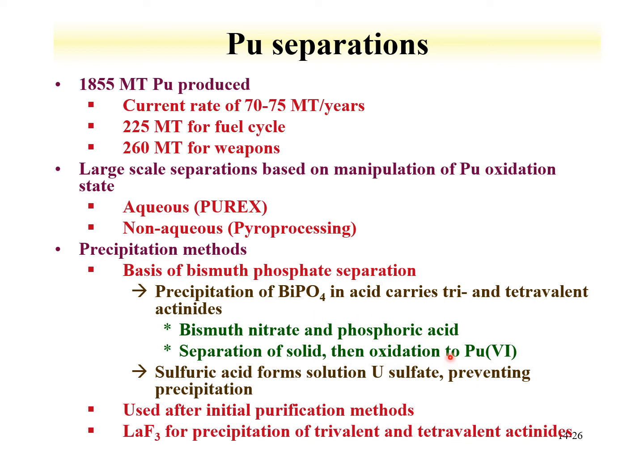If you oxidize this, the plutonium will oxidize from the 4 to the 6, become solubilized, with the other trivalent actinides remaining in the solids. This can be used as a purification method, and things like lanthanum fluoride precipitation of trivalent and tetravalent actinides can be used to further purify the plutonium-6 in solution.